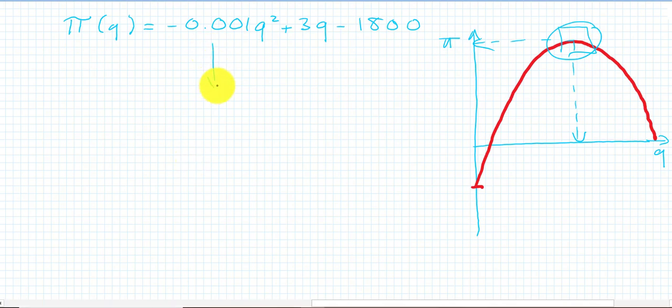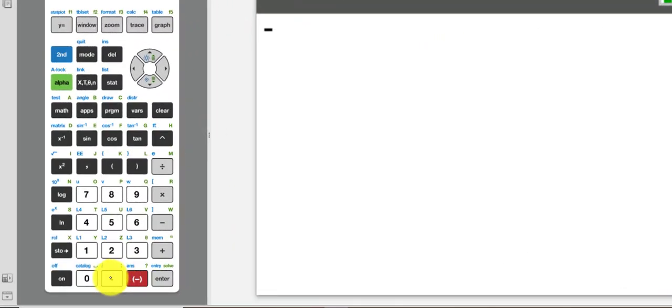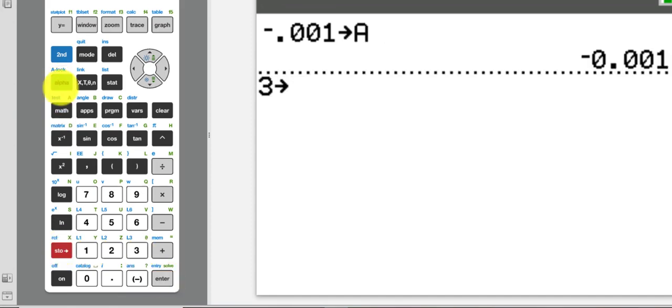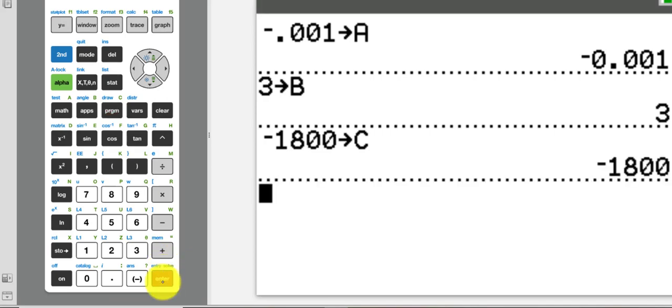This time, I'm going to use the calculator for it. Instead of doing the algebra behind it, I'm going to use my calculator. So this is going to be my A, negative 0.001. B is 3. C is negative 1800. Let's take the calculator. So negative 0.001 stored in A, 3 stored in B, negative 1800 stored in C. Okay, now let's get the x-coordinate of the vertex, which is negative B divided by 2A, like so.